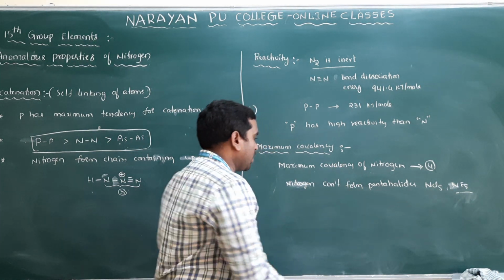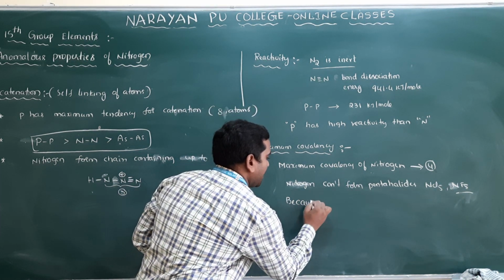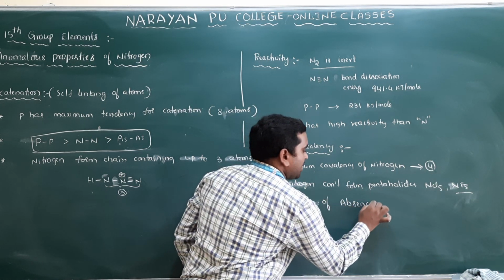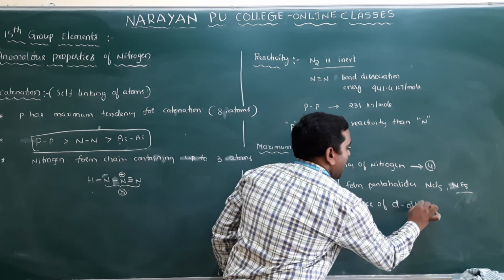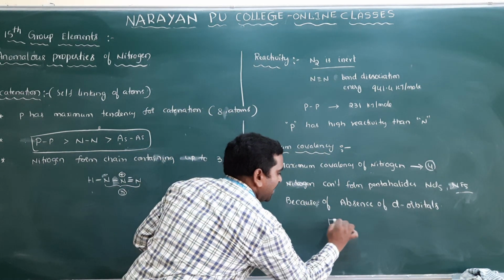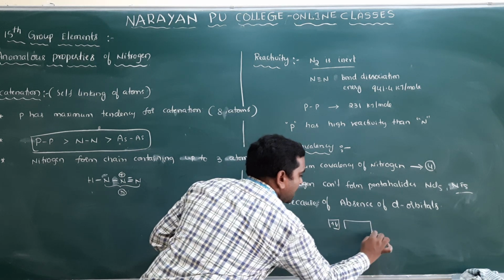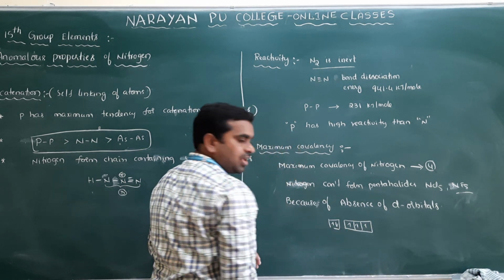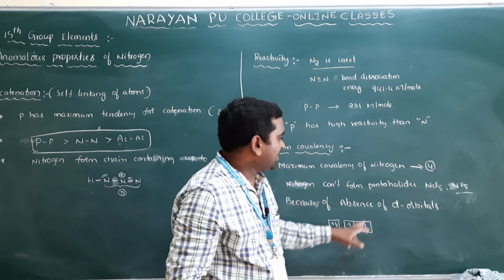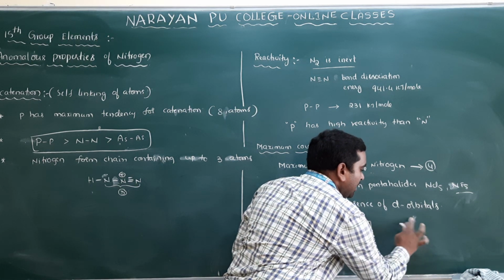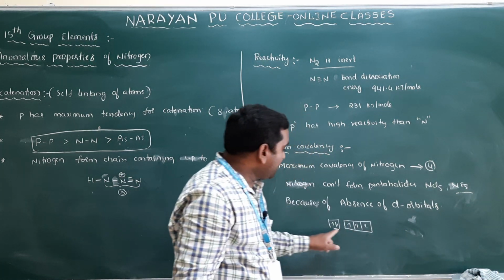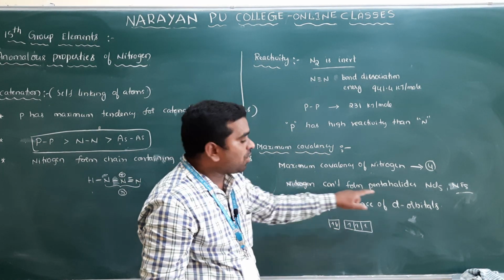Clear? Because of which factor? Very important, because of the absence of d orbitals. Nitrogen has the configuration 2s2 2p3, that is 2 electrons in s and 3 electrons in p. The 3 unpaired electrons are involved in bond formation, so nitrogen will form 3 bonds. And it will form the 4th bond when it donates its lone pair of electrons.